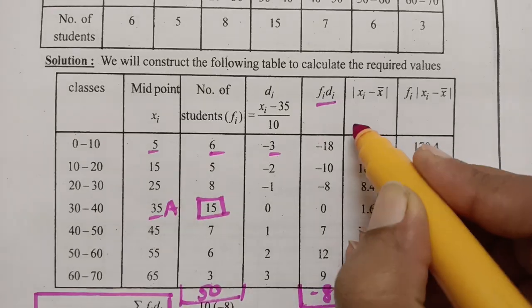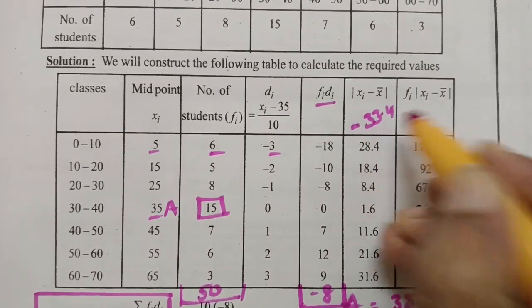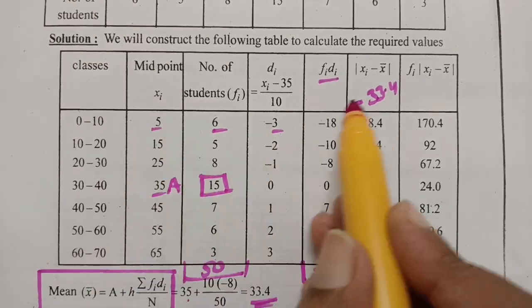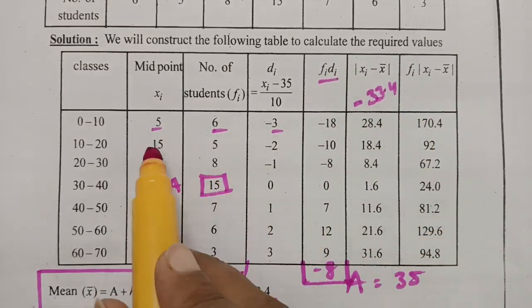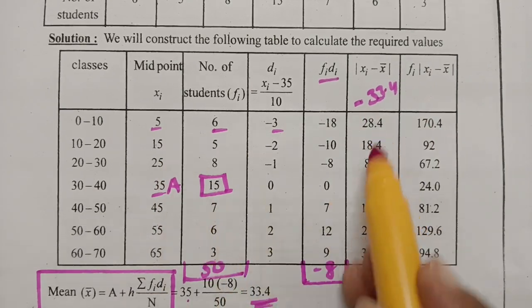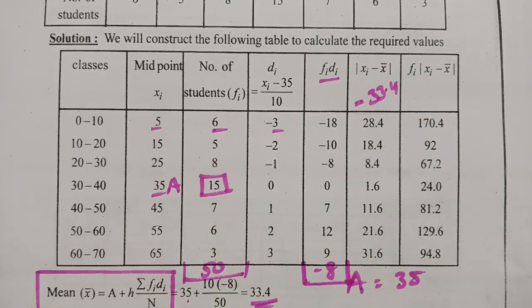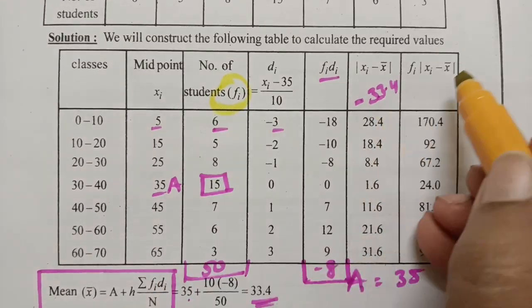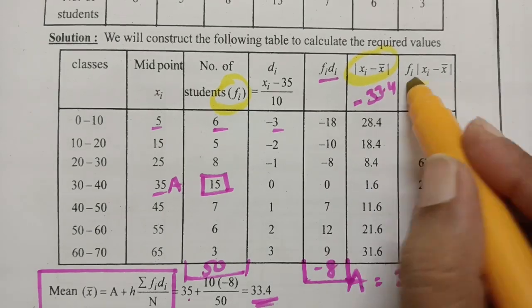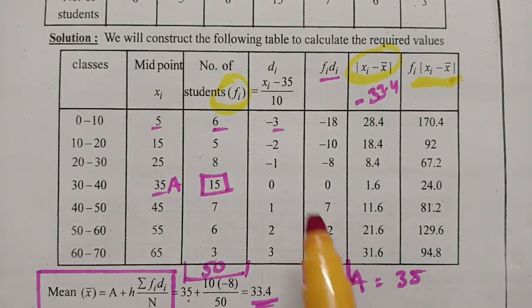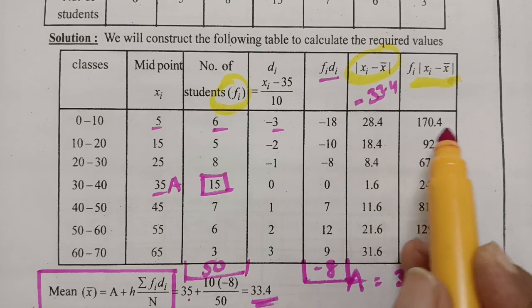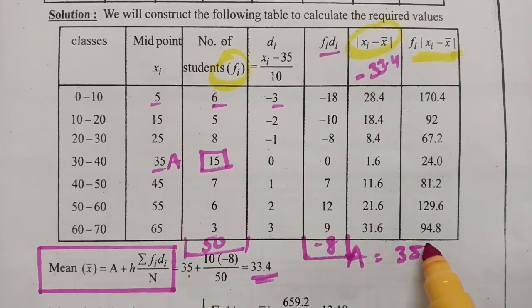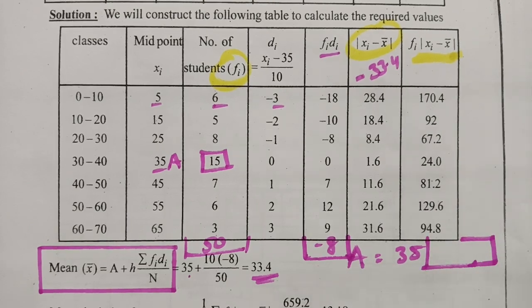And now we have to subtract 33.4 from every x value, that is, modulus of 5 minus 33.4 is 28.4. 15 minus 33.4 is this one. And like that you have to fill this column. And now we have to multiply f. Where is f here? Frequency. This is f, and if you multiply this value, we'll be getting this one. So here, f into 28.4, and next one, 5 into 18.4 is this one. Now we have to fill this column, and make a total for this.